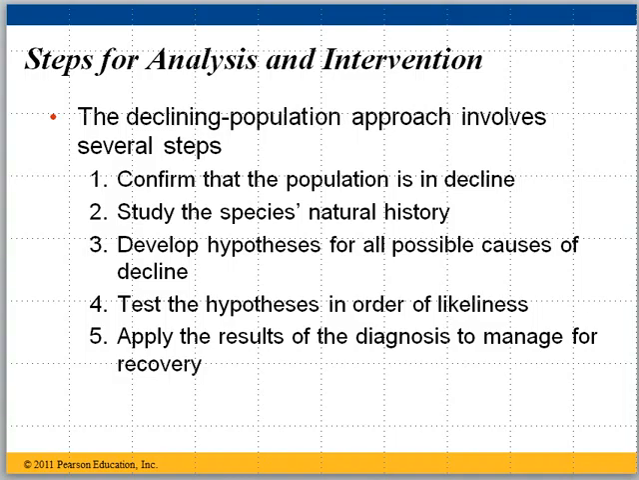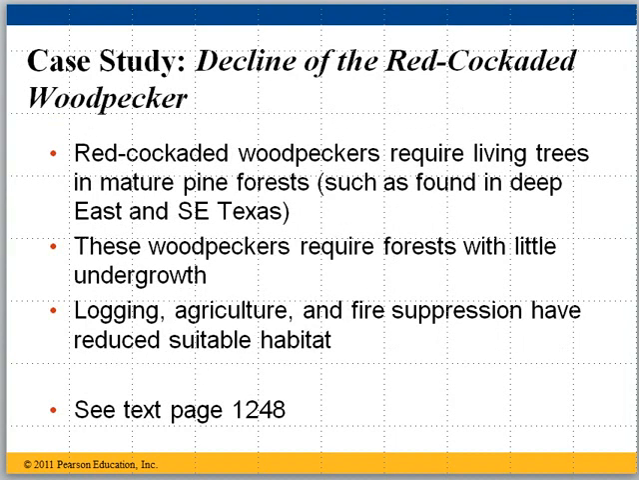I won't spend a lot of time on the case study here because you can look at it in your textbook on page 1248, but the case study here is about the decline of the red-cockaded woodpecker, and one of the problems is habitat loss. This woodpecker lives right here in the pine forests of East Texas, deep East Texas, and Southeast Texas, and these woodpeckers require forests with very little undergrowth. But a lot of man activity, logging, agriculture, fire suppression have reduced the suitable habitat.